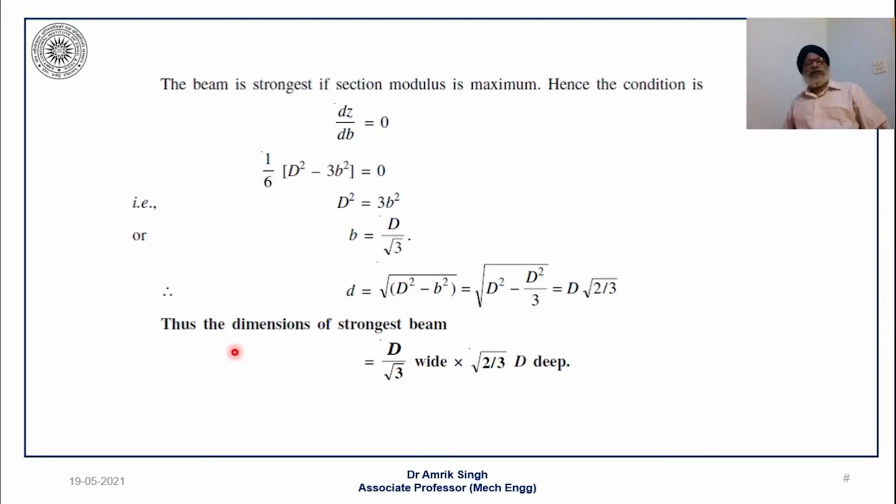So hence our strongest beam will be of the dimension which is D by root 3 wide and root 2 upon 3 D deep. This way we can find the strongest beam which can be cut from a circular log of wood. So I think I have given you the basic concept of the theory of bending stresses. This will help you solve more questions in different situations. So thank you.